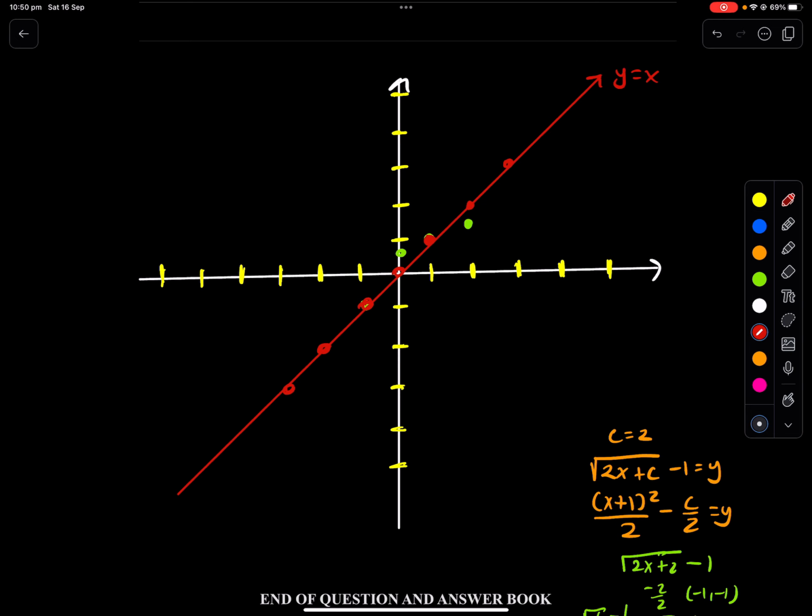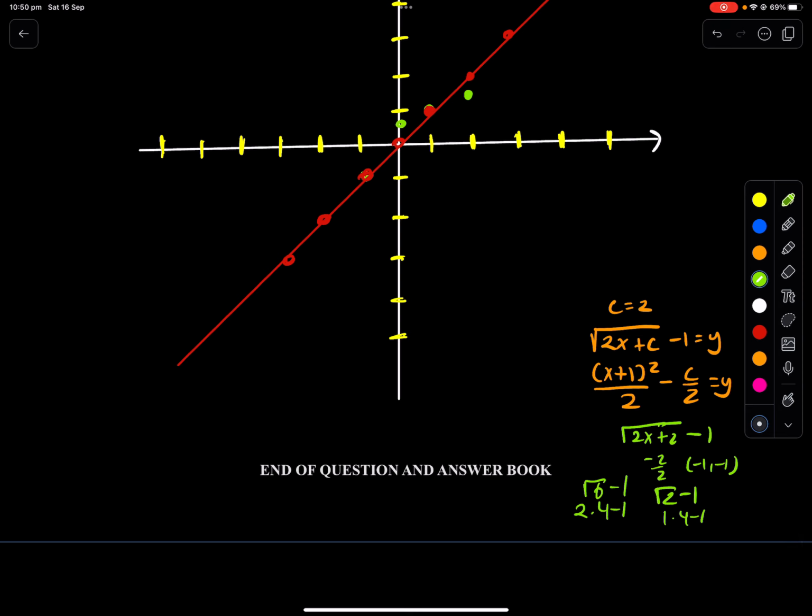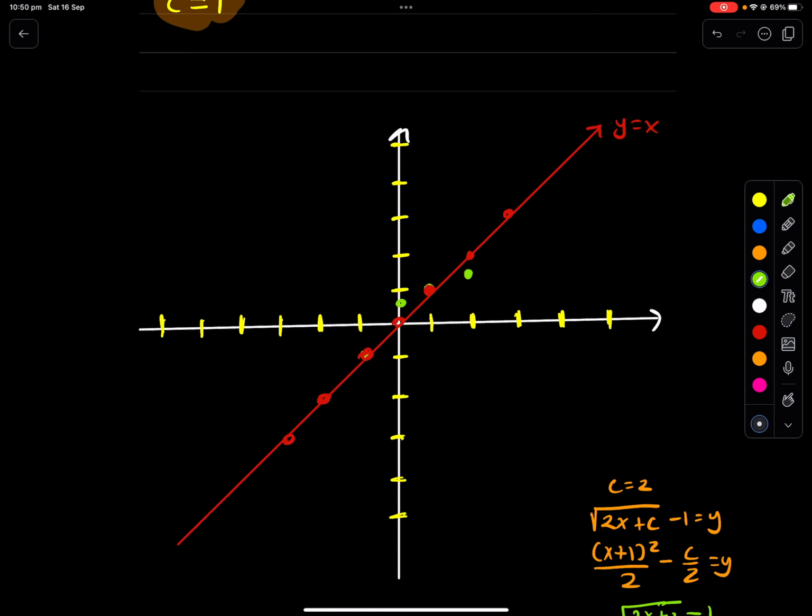So let's continue. What about 3? 3 times 2 is 6, root 8 minus 1. So that's 2 times 1.4, 2.8 minus 1, maybe 1.8, which is around this value over here. So yeah, something like that goes like this, like that. And then where it intersects this, we're going to have a similar graph.